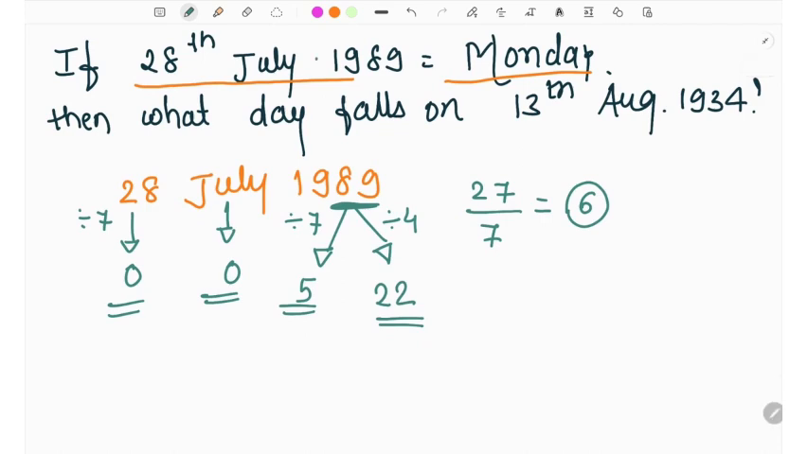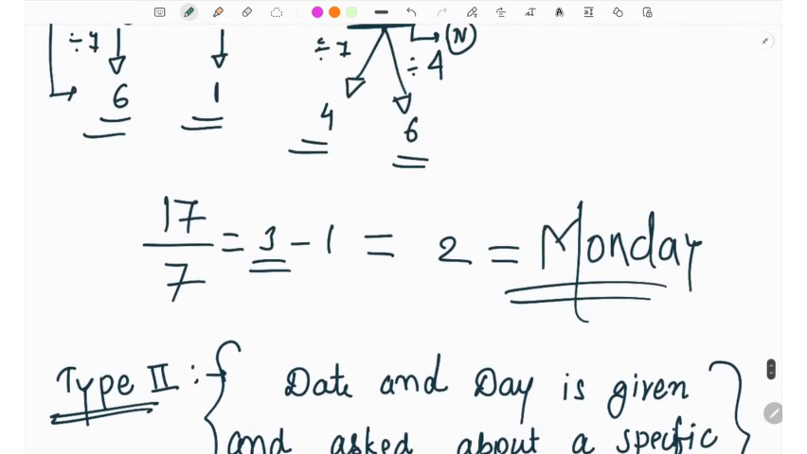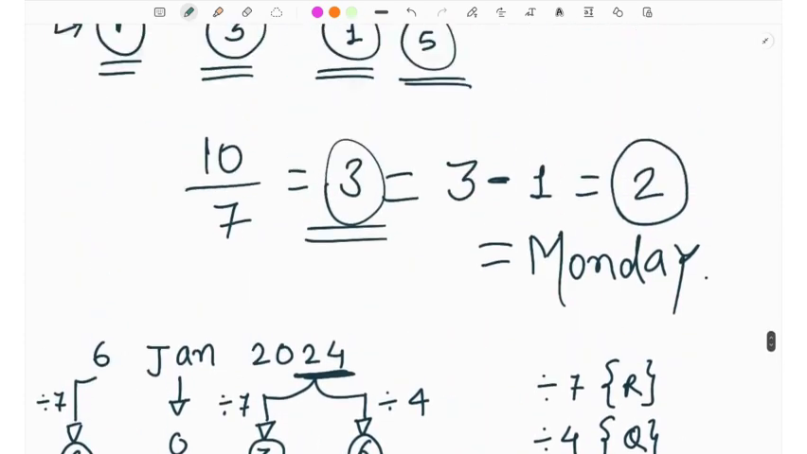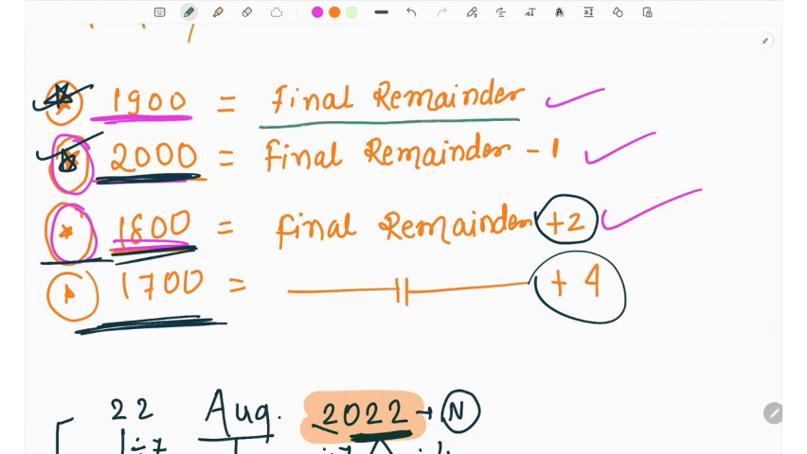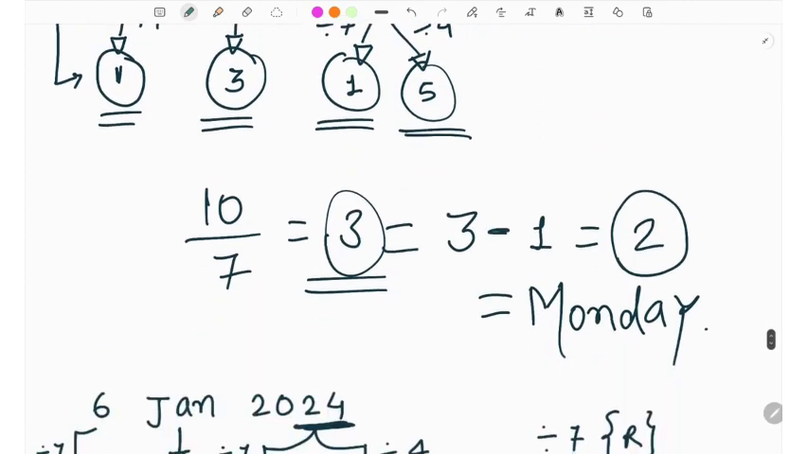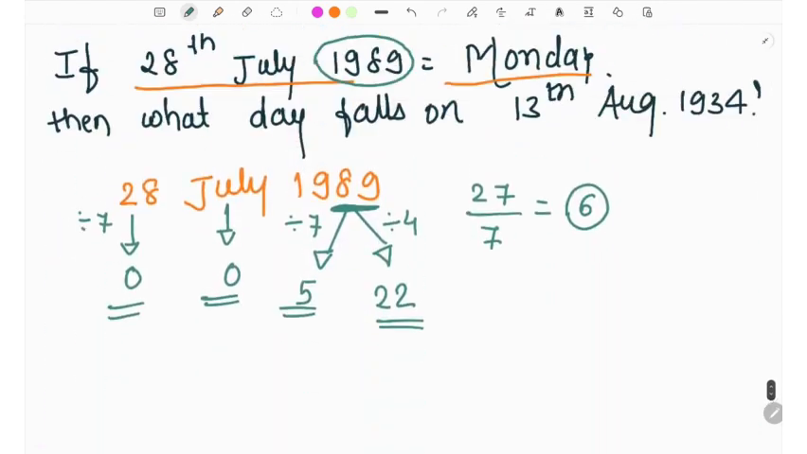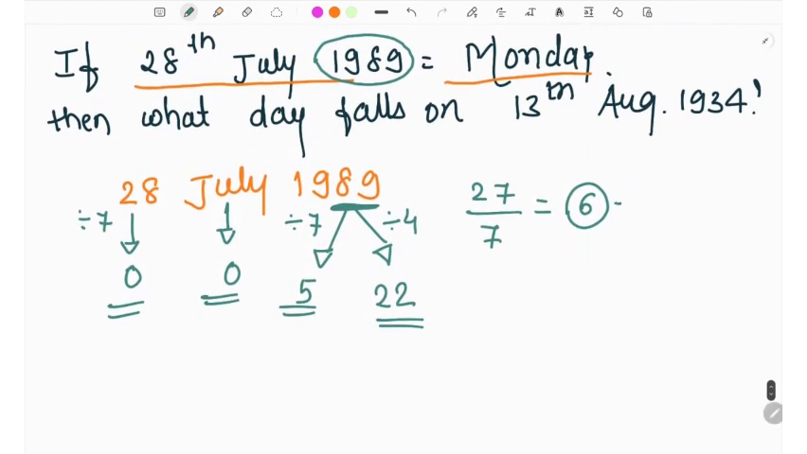First of all, look at the given year. The given year belongs to the 1900 century. So we have seen that when the given year belongs to the 1900 century, we usually do not do anything with the final remainder. We keep the final remainder as it is. Here the final remainder is 6, so keep it as it is, and the code for 6 is Friday.